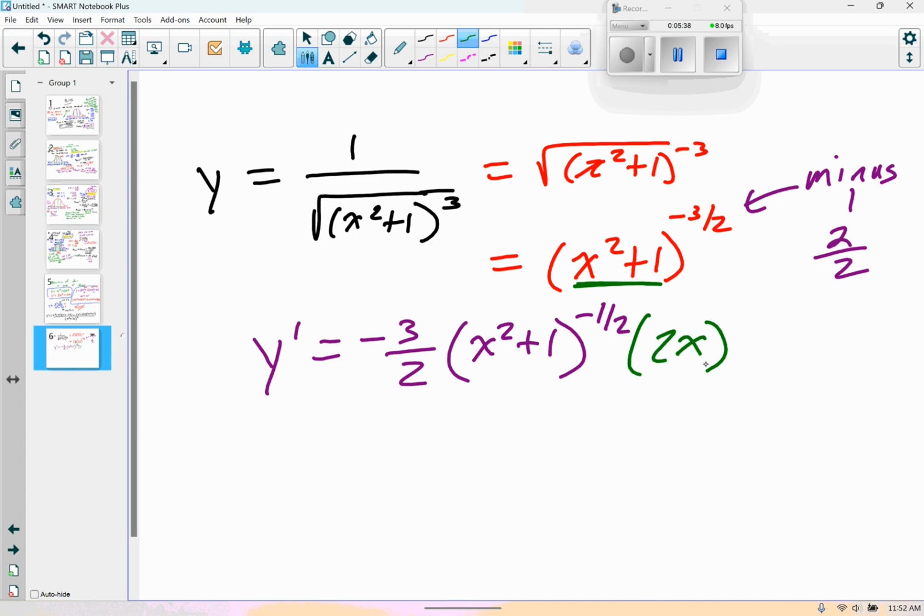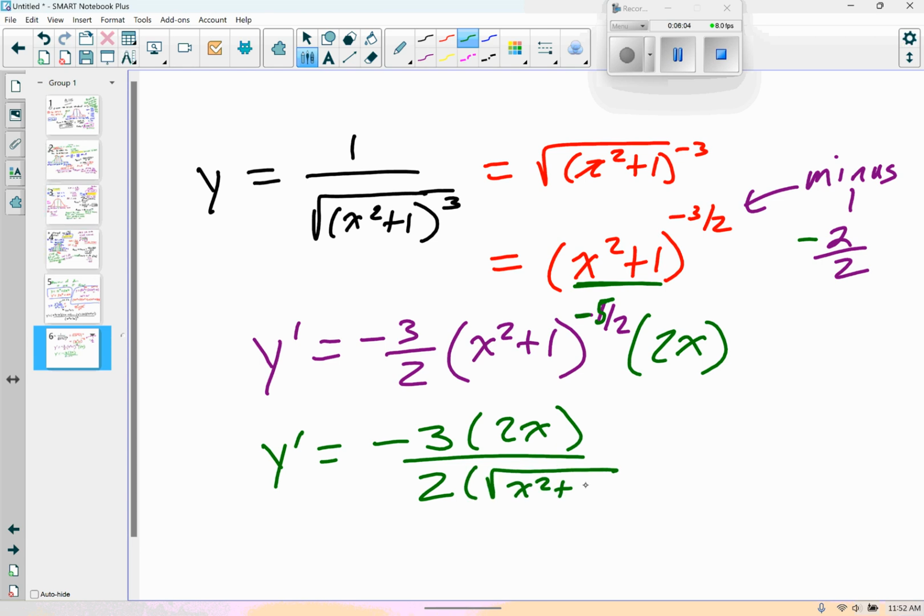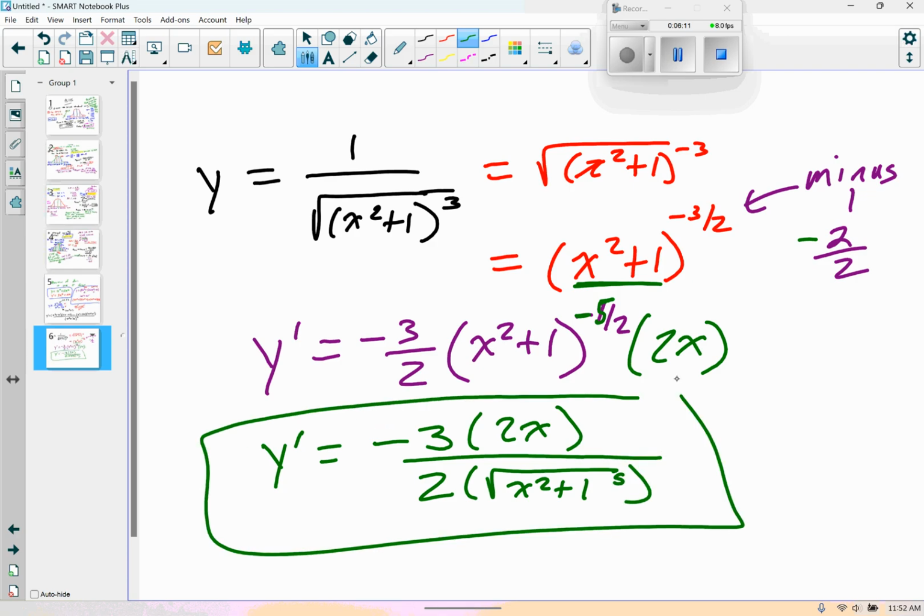Would it be minus 5/2? Yeah, because negative 3/2 minus 2 over 2 is negative 5 over 2. So as a cleaned up derivative, we could maybe do this. And that could be the derivative. And that gets pretty nasty.